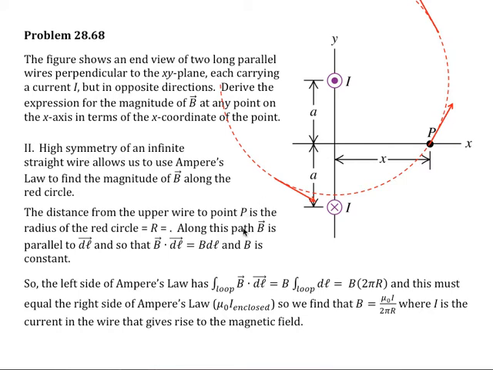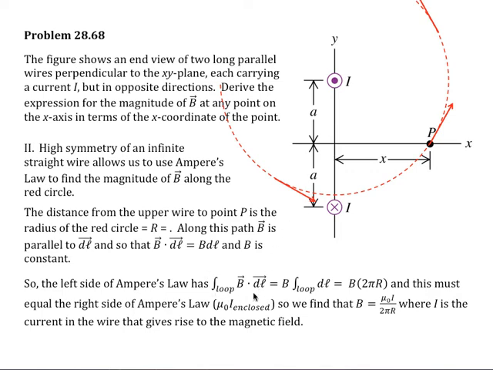To find the magnitude, we use Ampere's law. Now Ampere's law has magnetic field dotted into dl, where dl is a differential distance along this circular path, and that means it's tangent to the path. Because it's tangent to the path, it's parallel to B, because B is also tangent to the path. So the dot product of B dot dl is just B times dl. B is a constant, the magnitude of B, because we're at the same distance from the wire everywhere along this circle. The circle is centered at the wire.